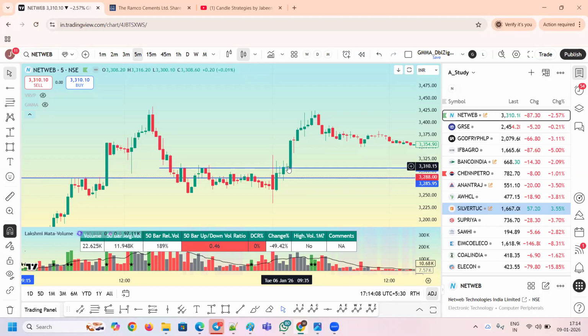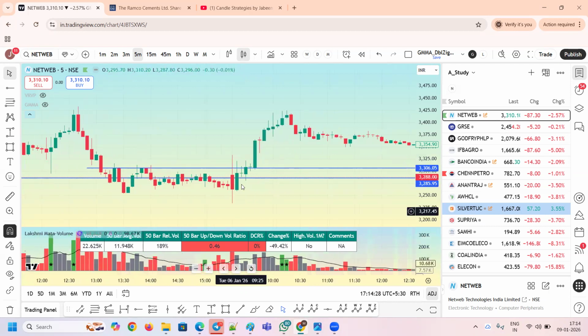So when you close above this, then you can enter, which is 3310. You see this 3310. We have to wait for closing. After closing only you can take it. Many changes happen in a 5 minute candle. Till 4 minutes it will go one way and the last 1 minute will go in a different way. That you can feel.